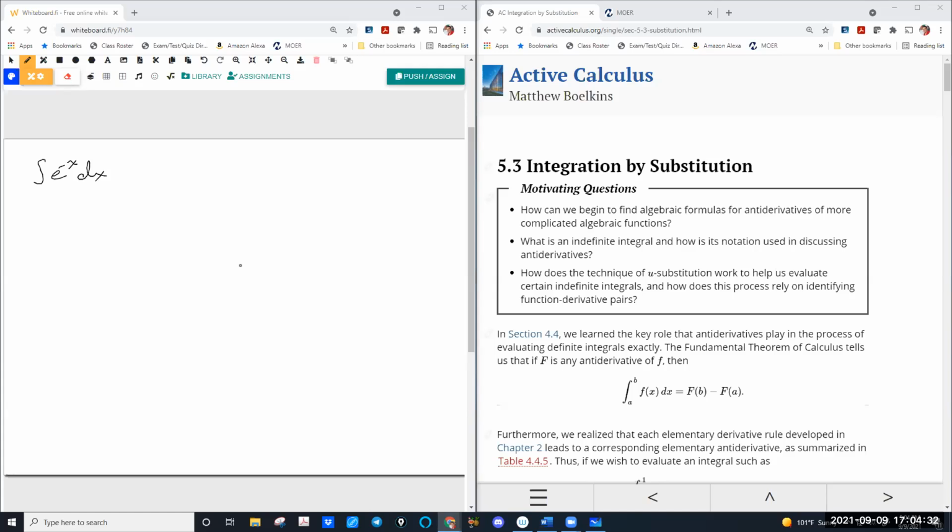The next thing we would notice is we have more than just a basic antiderivative, right? One of our favorite functions in calculus is e to the x. Well, what's the antiderivative of e to the x?